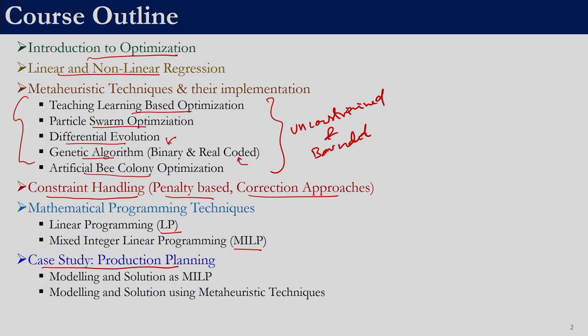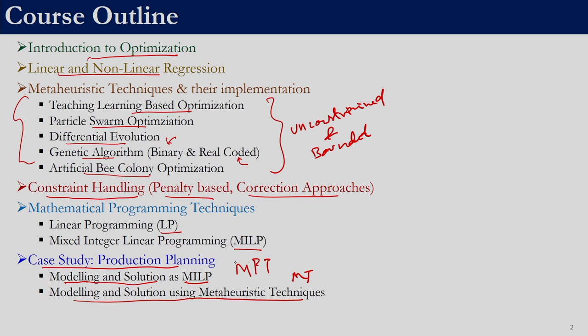Given an optimization problem, there are multiple ways to solve it. So we should be in a position to select the best possible set of techniques that can help us solve the problem. Then we'll be looking at a production planning case study. In this, we'll take one problem and model and solve it as a MILP. Also, we'll model and solve it using meta-heuristic techniques. The reason for doing this is that you'll be able to understand the strengths and weaknesses of both mathematical programming techniques and meta-heuristic techniques.